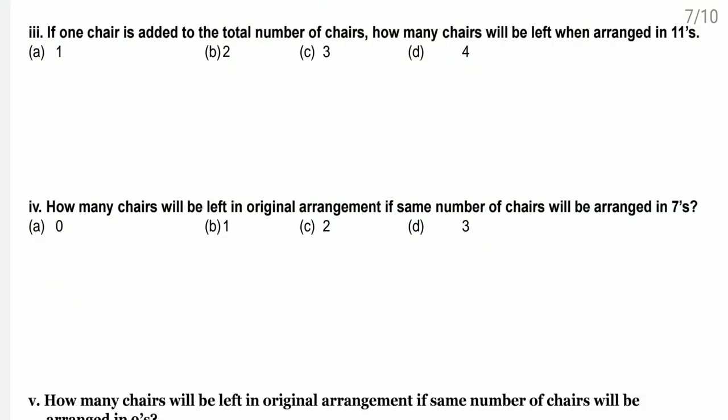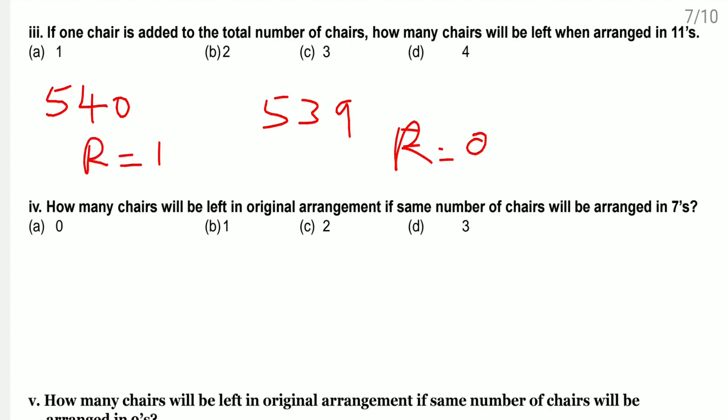Here, if one chair is added to the total number of chairs, now 539 plus 1, that means 540 chairs. Now how many chairs will be left when arranged in 11s? Very simple. When 539 chairs were there, the remainder was 0, right? Now we added 1, so the remainder will become 1. So 1 chair will remain. So option A is the correct one.